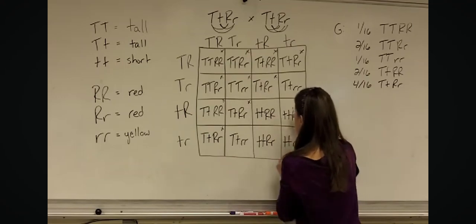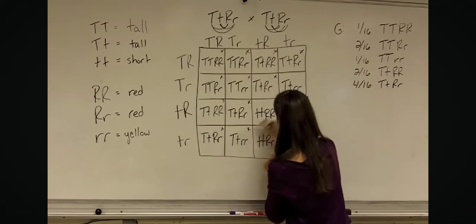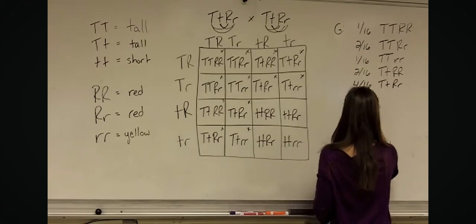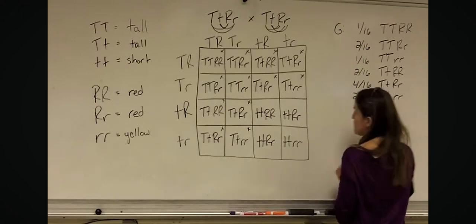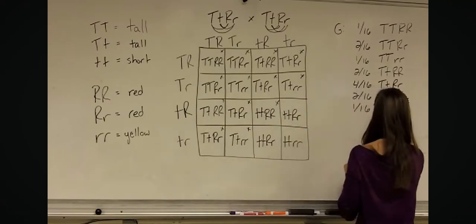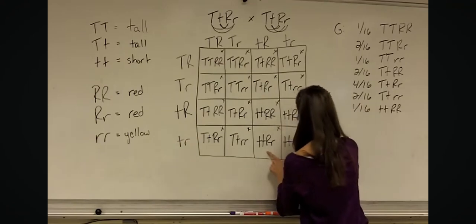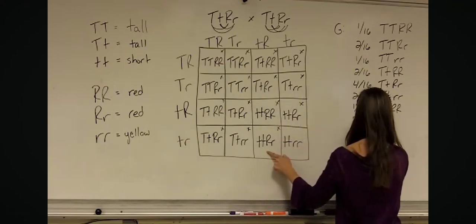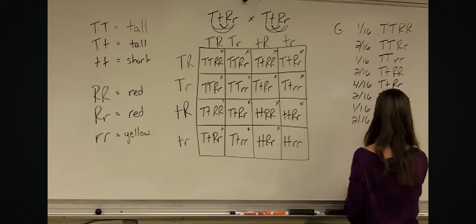Again, continuing to work down and to the right. Let's go ahead and do these 2 next. I'm going to have 2/16, big T, little r, 1/16, little t, big R. 2/16 of little t, big R, little r.